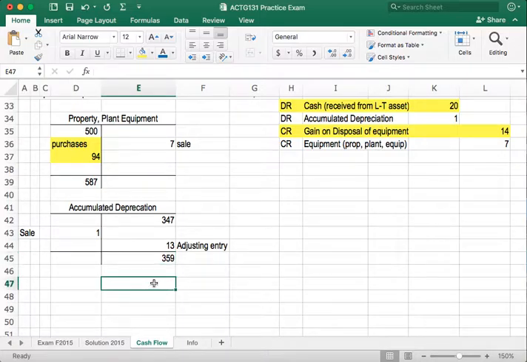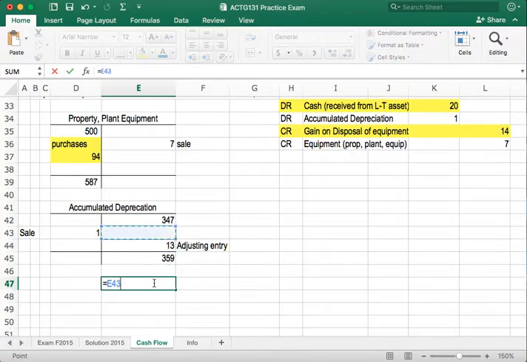That indicates that the adjusting entry made for the month or the year totals $13,000. Let's double check that with the beginning balance, which is $347, less 1, which is the debit, plus 13. And again, if I've done this correctly, this number will be the same as the ending balance of $359. Voila!